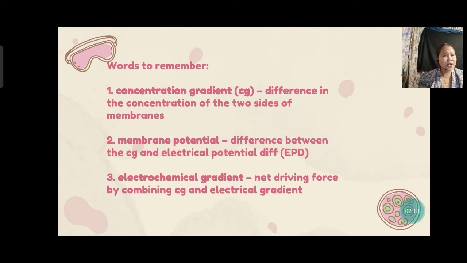And then the membrane potential. So what is this membrane potential? This is the difference between the concentration gradient and the electrical potential difference, or the EPD. This electrical potential difference is also known as the voltage. It is an external work needed to bring a charge from one location to another location. While the electrochemical gradient is a net driving force combining the concentration gradient and the electrical gradient.